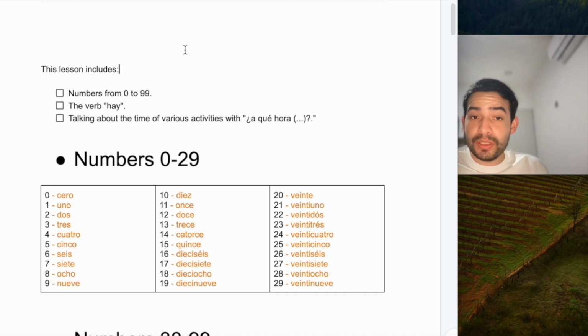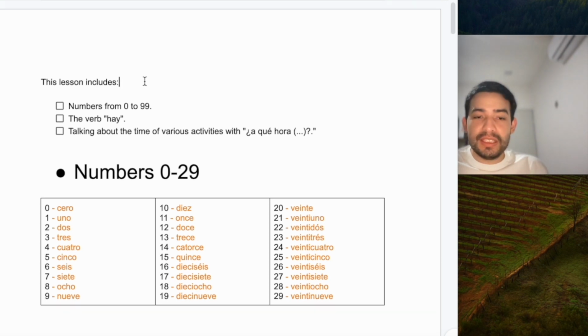This lesson includes numbers from 0 to 99, the verb "ir", and talking about the time of activities with the question ¿a qué hora? Just so you know, in this lesson I will go relatively fast, or at least faster than the previous lessons, because this is just vocabulary that you just have to memorize and you have to do that part, okay?